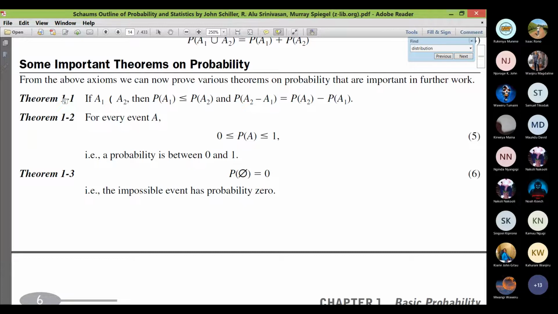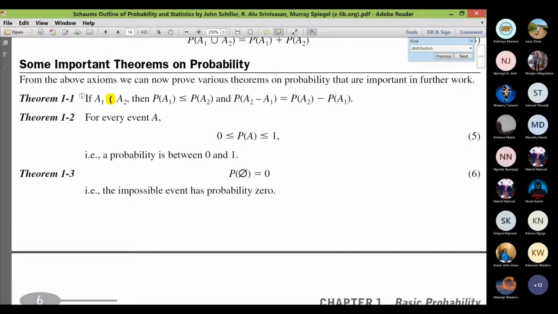So here, theorem 1.1 says, if A1 and A2 are events, if you have two events, A1 and another event A2, where A1 is less than A2, then surely the probability of A1 should also be less than. Here in the middle, they have put something wrong. It should be less than or equal. Put that in your mind. Less than or equal to.